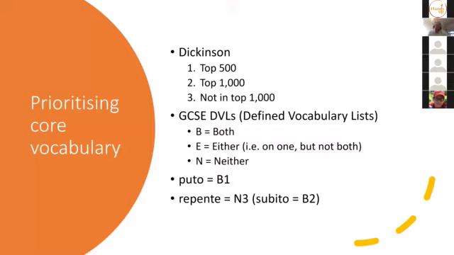A word like arrepente, which isn't in the top 1000 and doesn't come up in either exam board list, gets given an N3. So it means we might, not always, we're not going to never use the word, but we will more often than not want to use subito in that situation instead, because that's in the top 1000 and it's in both exam lists.